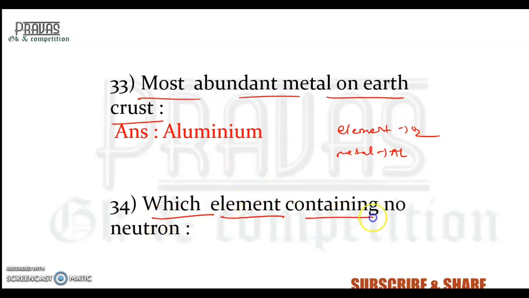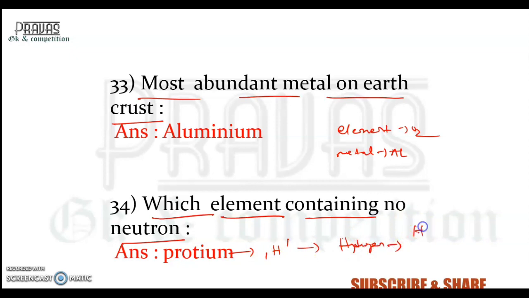Which element contains no neutron? And the answer is protium. Protium's formula is 1H1, and it is an isotope of hydrogen. Remember, hydrogen has three isotopes: H1, H2, H3. Among them, H3 is radioactive.